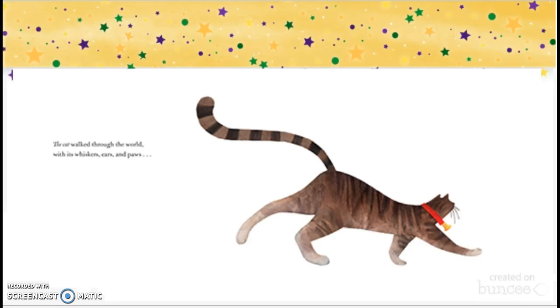The cool thing about this book is that it has a lot of repetition in it. It always repeats, "The cat walked through the world with its whiskers, ears, and paws," every couple of pages. I thought this was super interesting because repetition is very important for books.